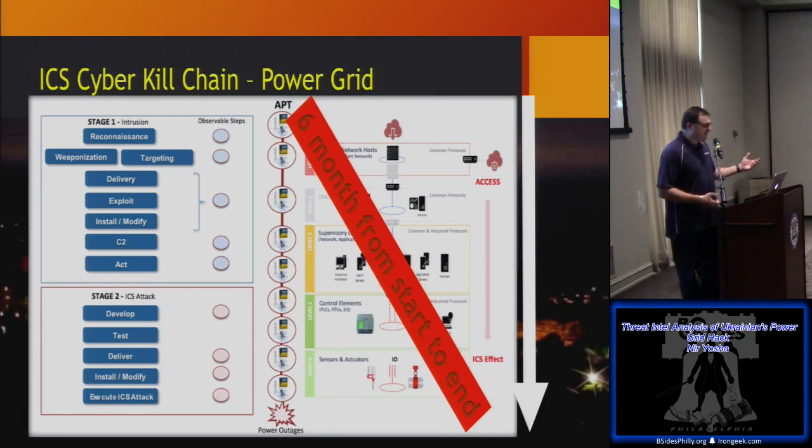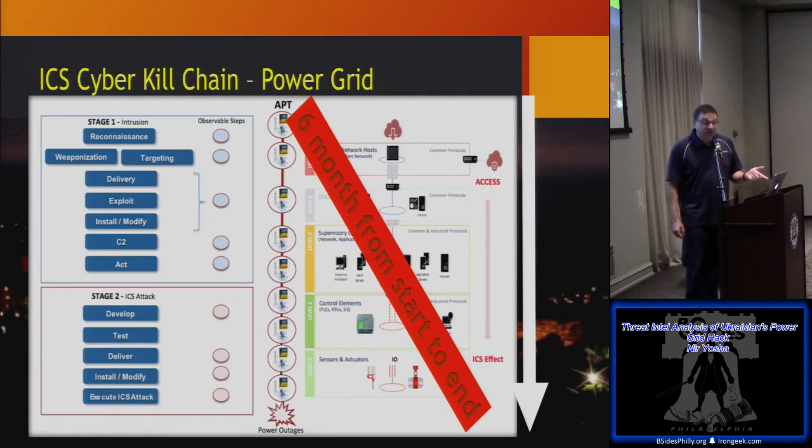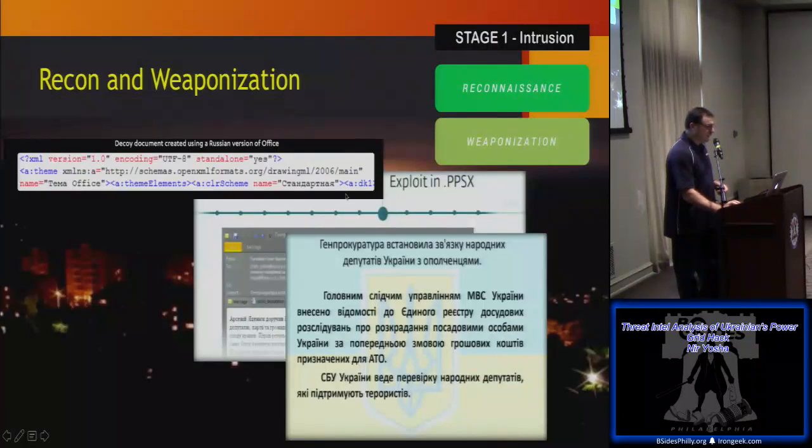Because of this SCADA portion of it, there are additional steps necessary for the attackers before they can attack the SCADA network. And by the way, you can see here, it took 6 months from the very first intrusion to the actual power outage. So for 6 months, the attacker managed to stay under the radar without being discovered, which is kind of scary, right? Think about it.